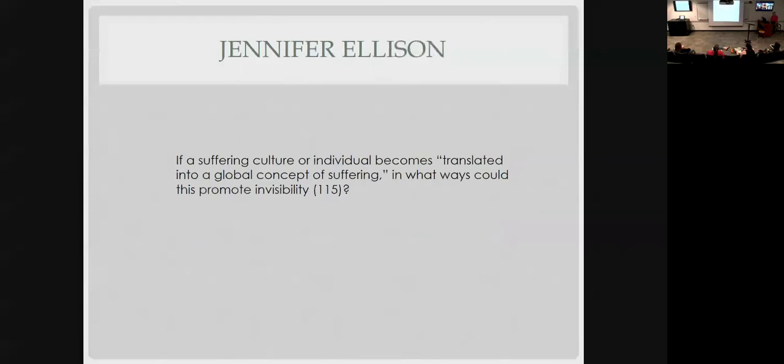And Jennifer Ellison, you're going to be the last. If a suffering culture or individual becomes, quote, translated into a global concept of suffering, in what ways could this promote invisibility? If everybody's got it, then you don't look at it.